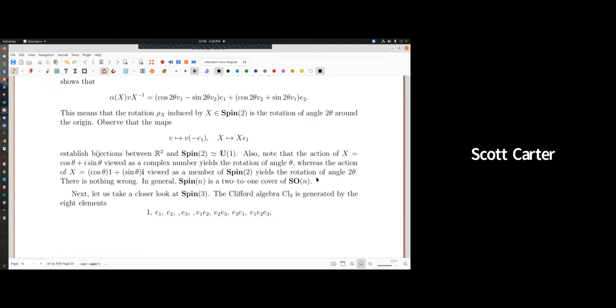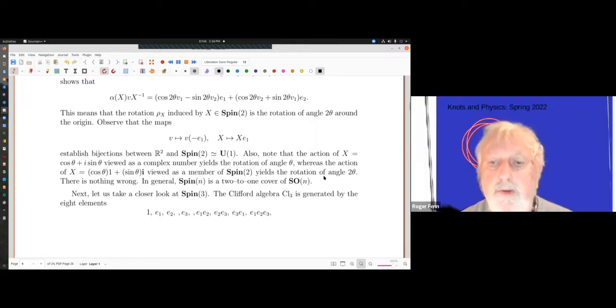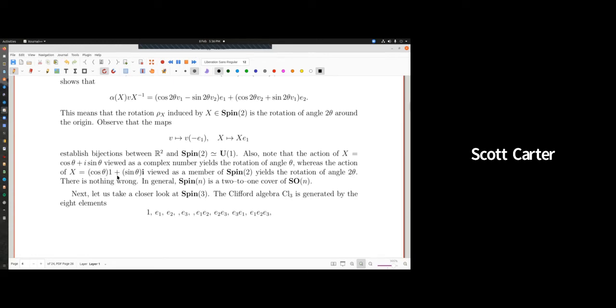I'm sorry, Roger, I'm having a big misunderstanding. Spin 2 is U1, isn't that a circle? Yeah, it's a rotation of angle 2 theta. So right, but R2, I mean there's a set bijection there, but the circle and the plane don't look to be the same thing.